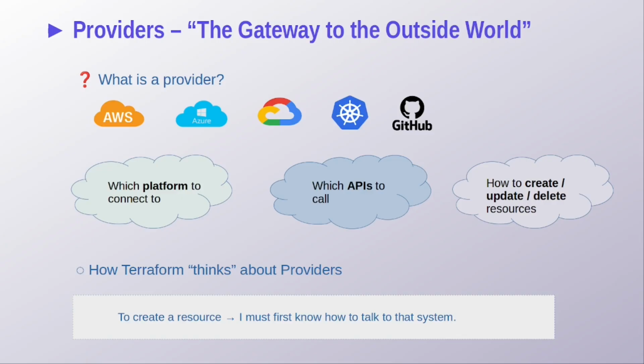How does Terraform think about providers? Terraform thinks like this: before I create any resource, I must know how to talk to the system. So providers are always loaded first. Important note: in one project, you can have one provider or multiple providers, multiple AWS accounts, multiple regions. This is very important in your project.